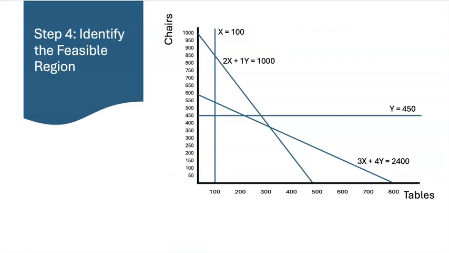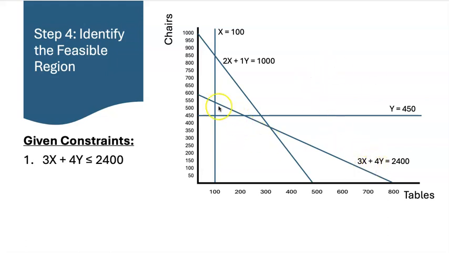Step 4, identify the feasible region. This is the region that satisfies all of the inequalities. So we're going back to the inequalities now. The given constraints were, the first one is 3x plus 4y is less than or equal to 2400. So that means that this line, 3x plus 4y equals 2400. The values must fall below this line. So we can shade that area.